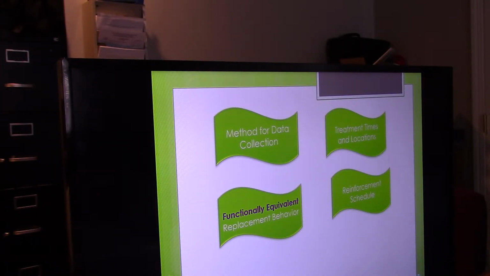Oh, jeez. This is not, this is variable, sorry. Variable.